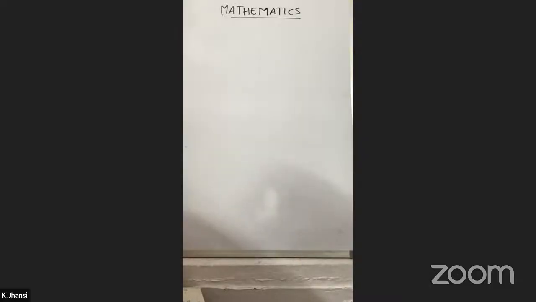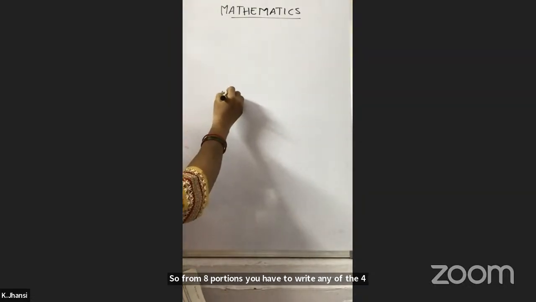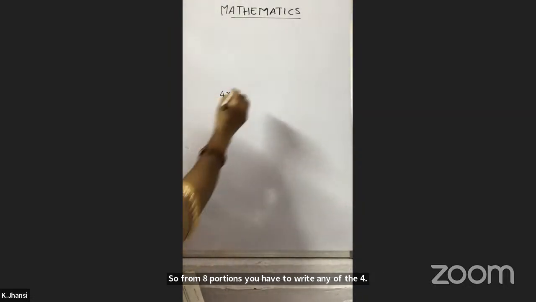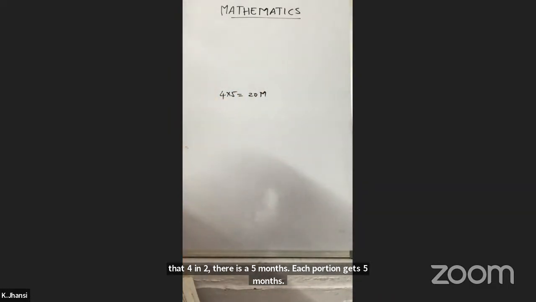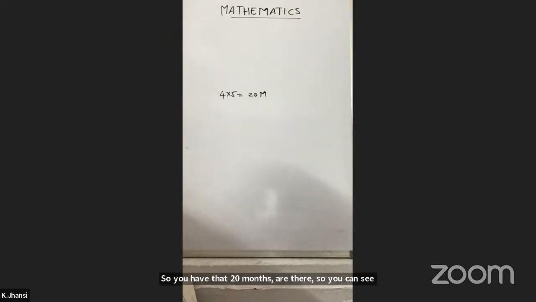Okay, so in section A, you have 8 questions. From the 8 questions, you have to write any 4. Each question carries 5 marks, so you have 20 marks. You can see that from each block you are getting 2 questions: 2 from mathematics, 2 from biology, 2 from spectroscopy, and the last 2 from computer science.